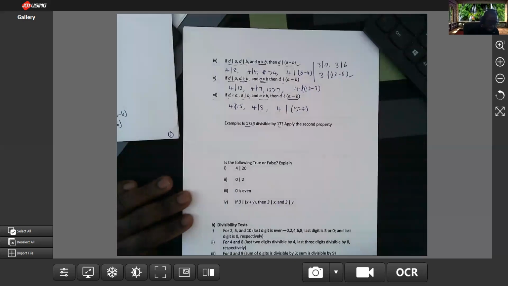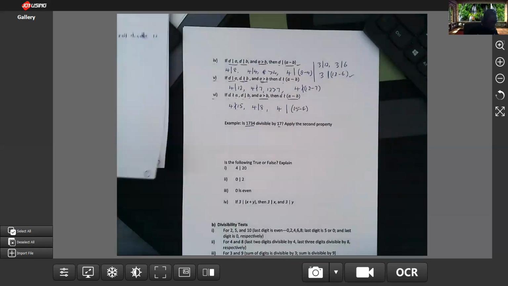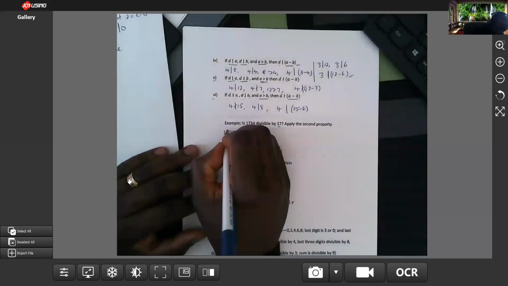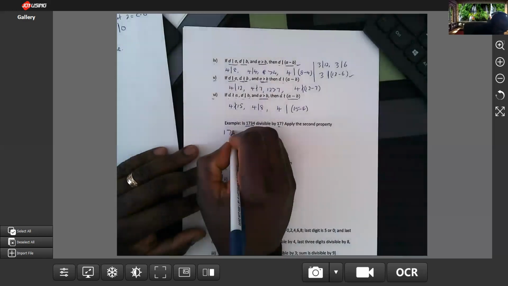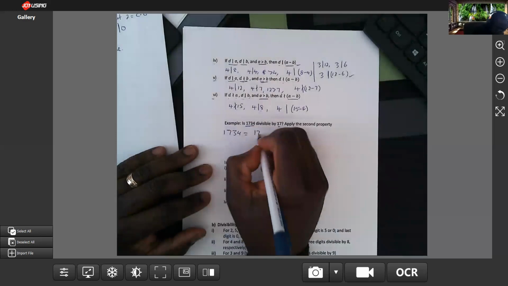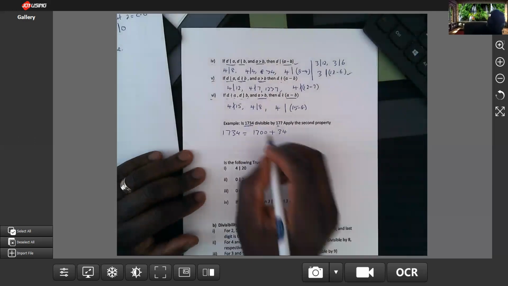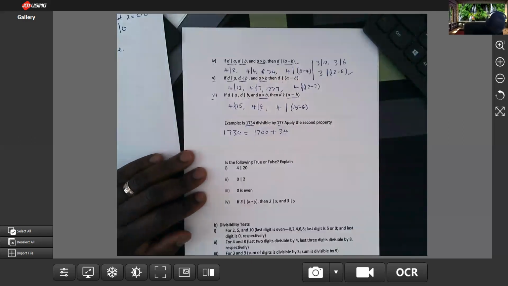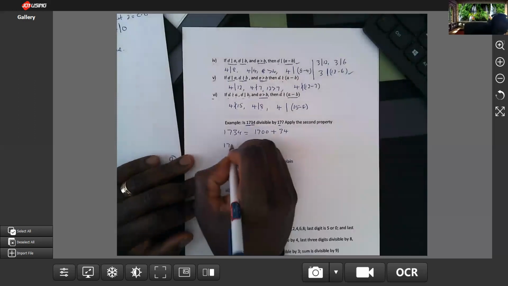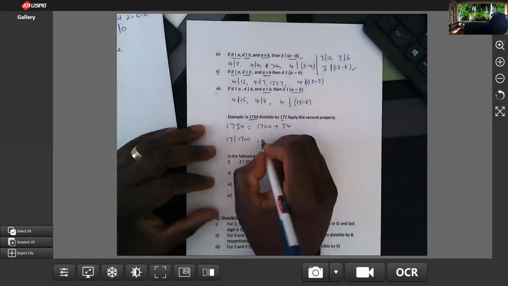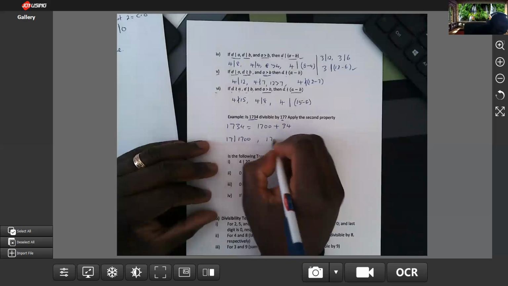So that means that if I can write 1734 as a sum of two addends that 17 divides each of them, then I can find the answer to this problem. Okay, so let's look at it. We know that 1734 is the same as 1700 plus 34. All right, so then since we know that 17 will divide each of them, we know 17 divides 1700. It goes in 100 times.